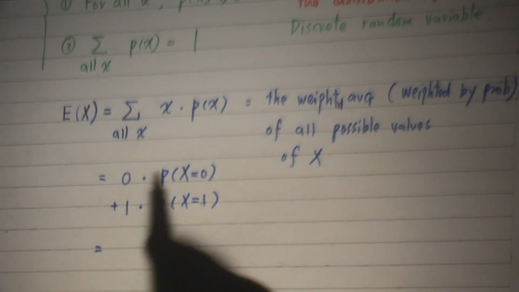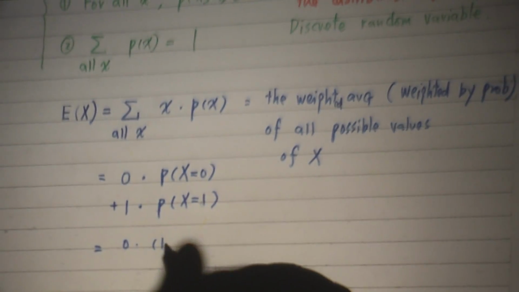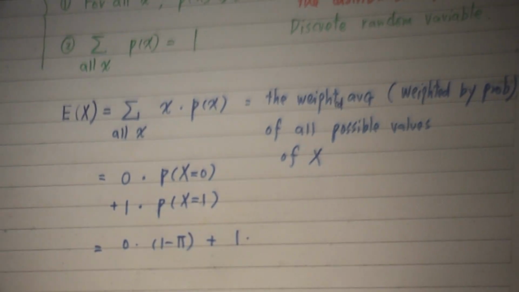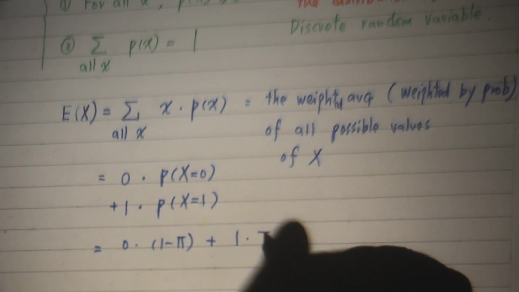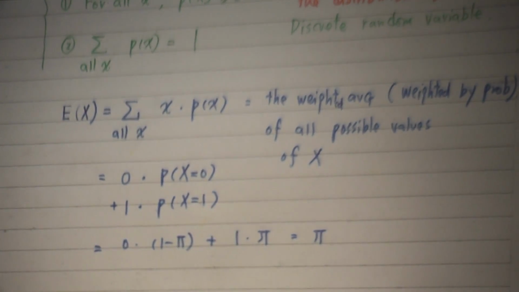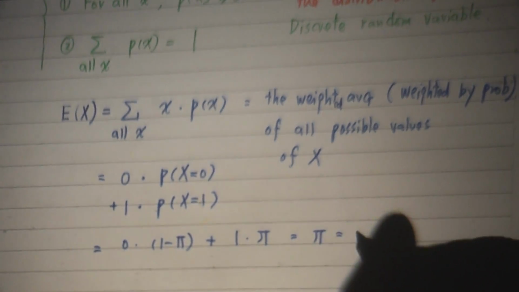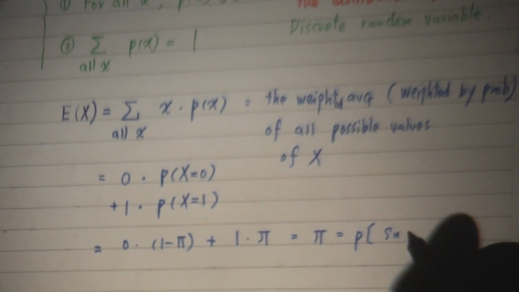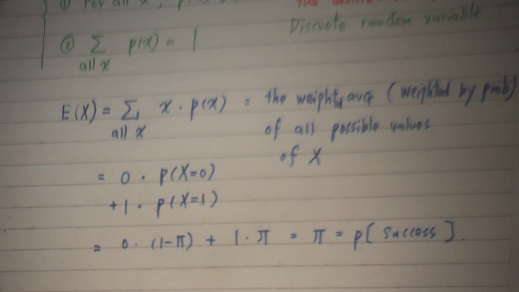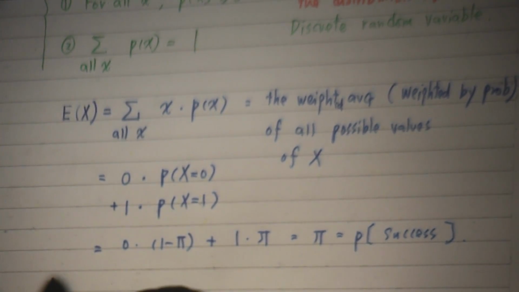So 0 times 1 minus pi, of course, is equal to 0. 1 times what? Times probability x equal to 1, which is pi. So if I simplify it, it's just pi. And what is pi? Pi is the probability of getting a success. Okay? So the expected value of a Bernoulli random variable is actually a probability, and it's the probability of getting a success.